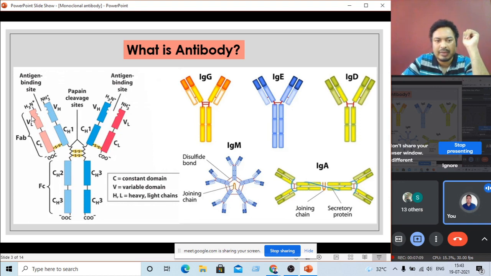Okay, V means variable, and over here it is written as C. C means constant. C means constant, V means variable. Okay, so you can see over here this is called a VL.